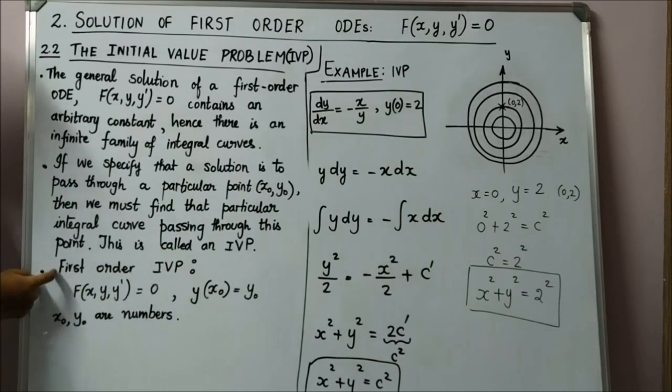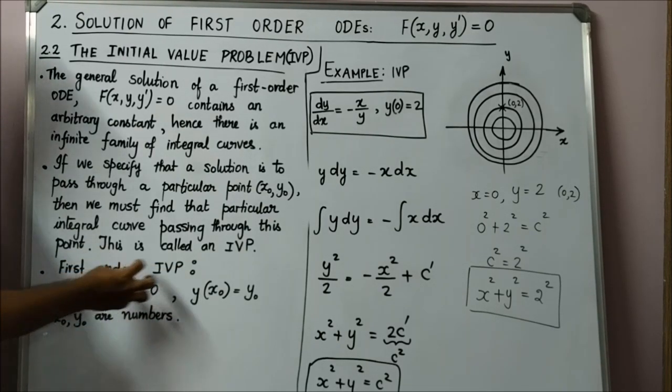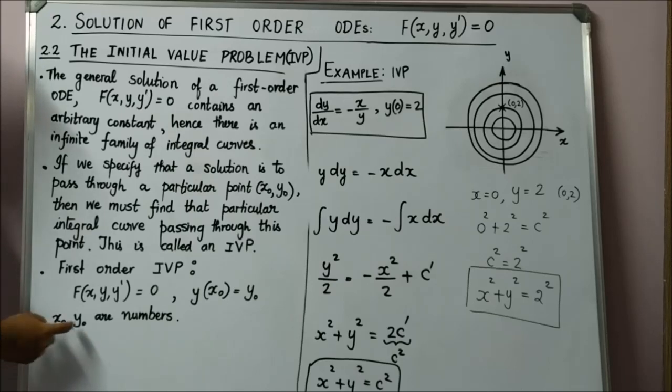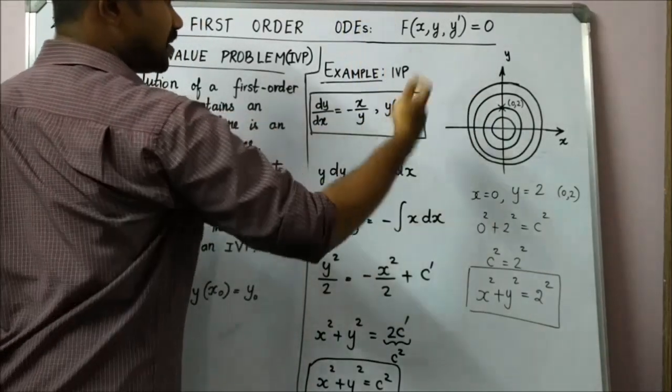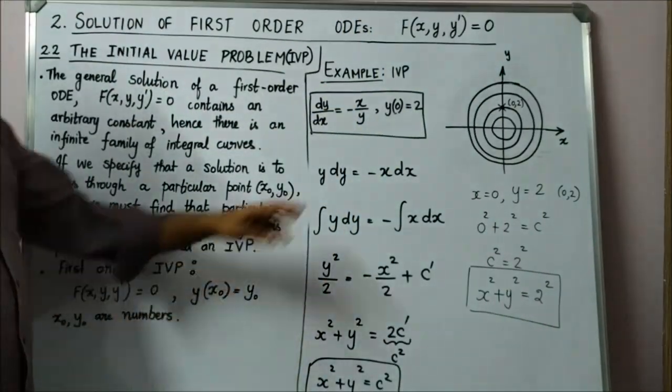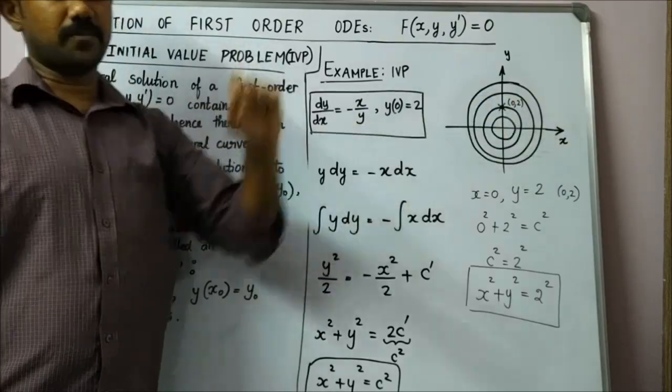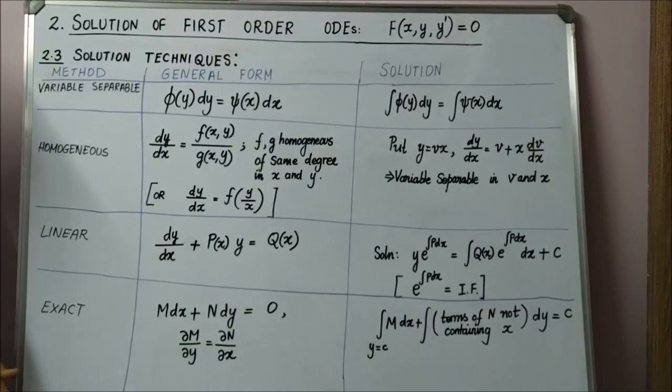So the first order initial value problem is made of a first order ODE plus an initial condition, where x0, y0 are numbers. This particular solution is one curve among the family of curves which passes through the initial point. The general form of the solution is the integral curves of a first order equation.